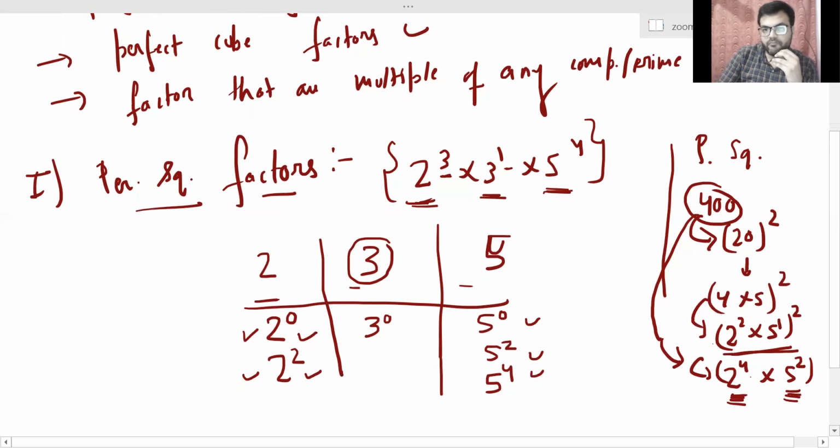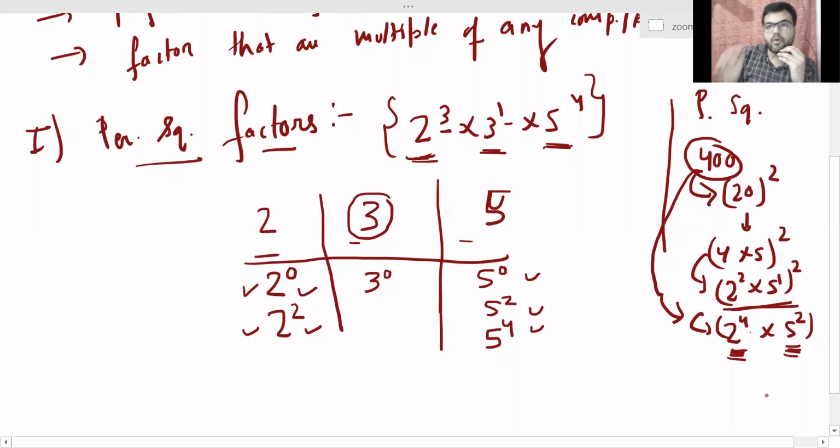Why have we taken these? Because we are supposed to form all the possible factors which are perfect squares in nature. That is why we are taking every power of each prime number which is already a perfect square number. So 2 raised to the power 0, 2 square, 3 power 0, 5 power 0, 5 square, 5 to the power 4.